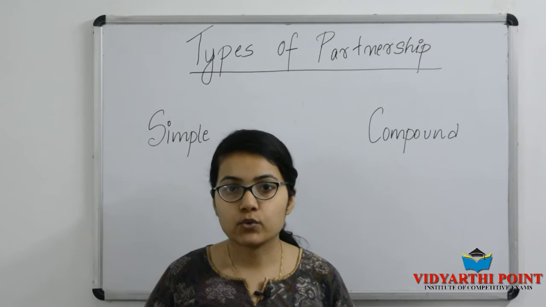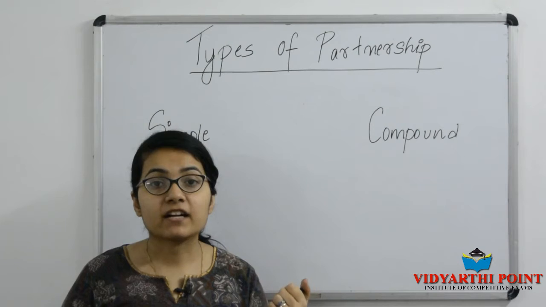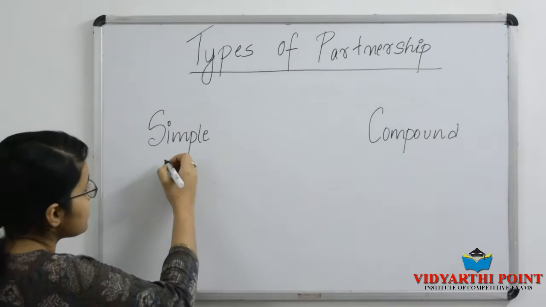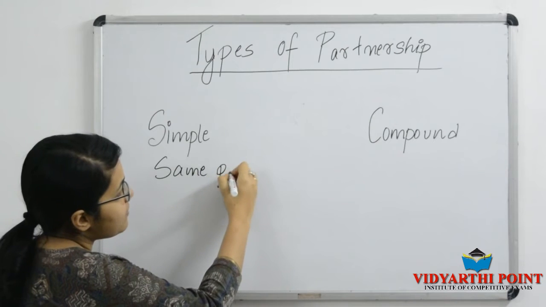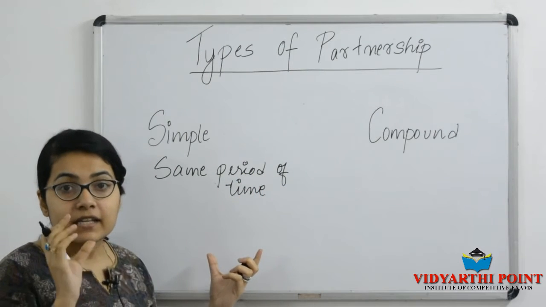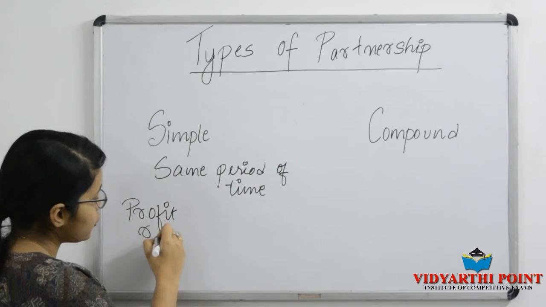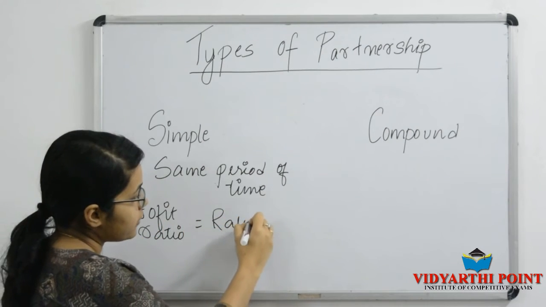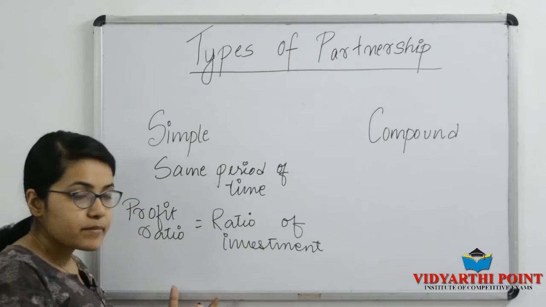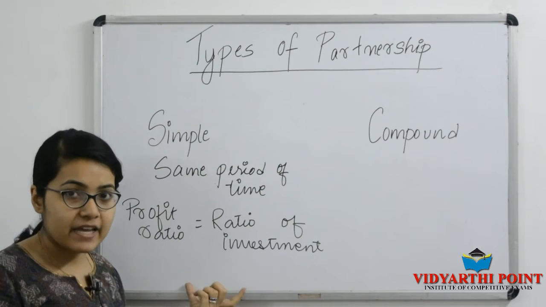Now, the partnership is of two types. They are simple and compound. In simple partnership, the investment that the partners make is for a similar period of time. That is, the investment is for the same period of time. So, in this case, their profit will be in the ratio of their investment. That is, profit ratio equals ratio of investment. It means that the person who invests more will have more profit and the person who invests less will get less profit because here the time is same.